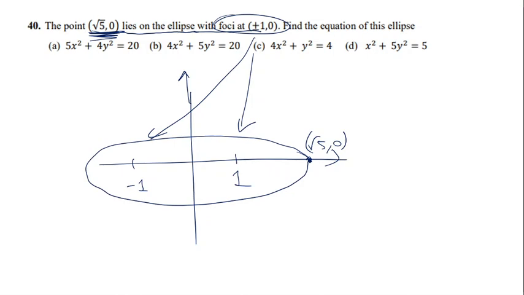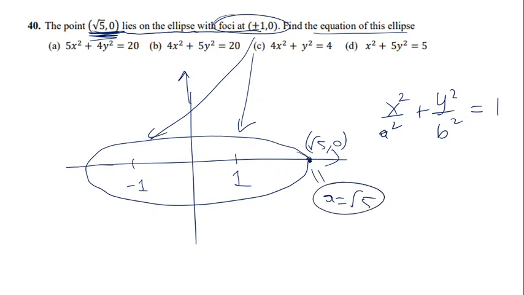Okay, more or less, it's fine. Square root of 50. Then here we have x squared over a squared plus y squared over b squared. So what is a? A is square root of 5 for sure. And b, we don't know. c is the focus, focus 1, focus 2. So c has to be 1.